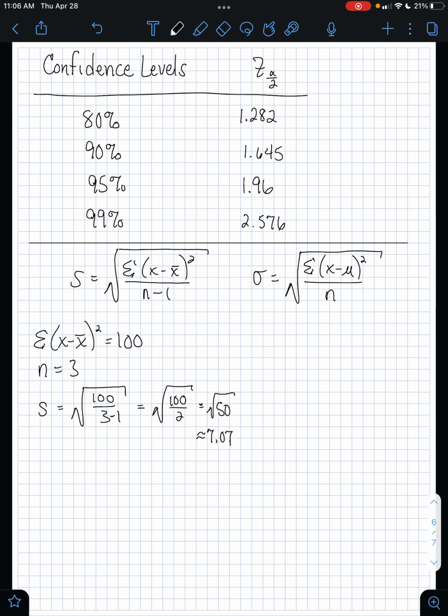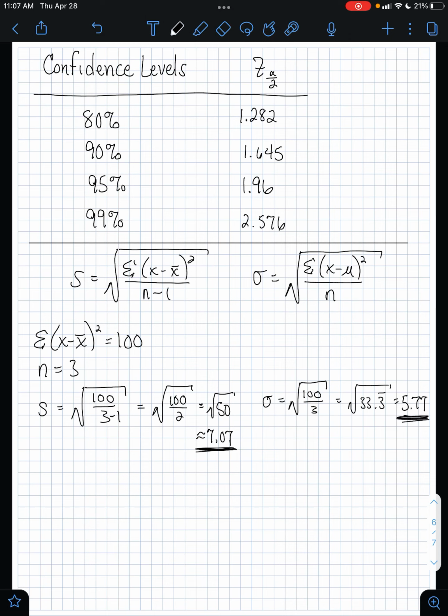On the other hand, sigma would be the square root of 100 over 3 without that subtraction. Well, 100 over 3 is 33.3 repeating, and the square root of 33.3 repeating is 5.77. So there's a noticeable difference between the value of S and the value of sigma.